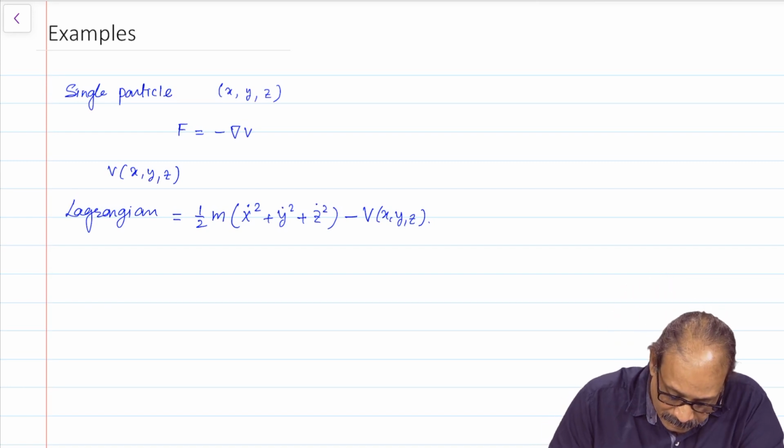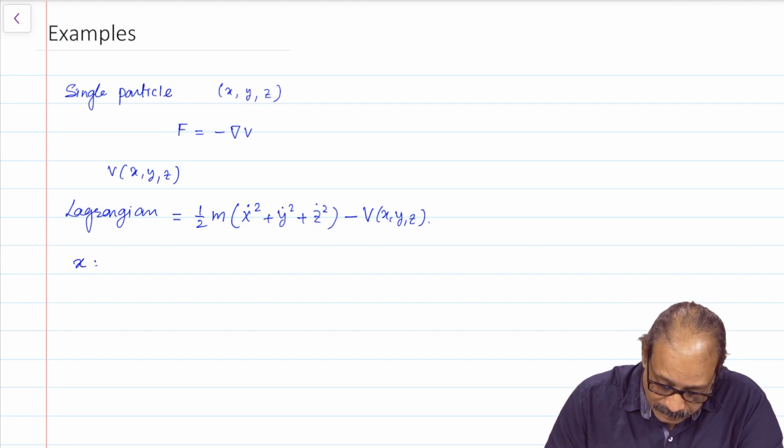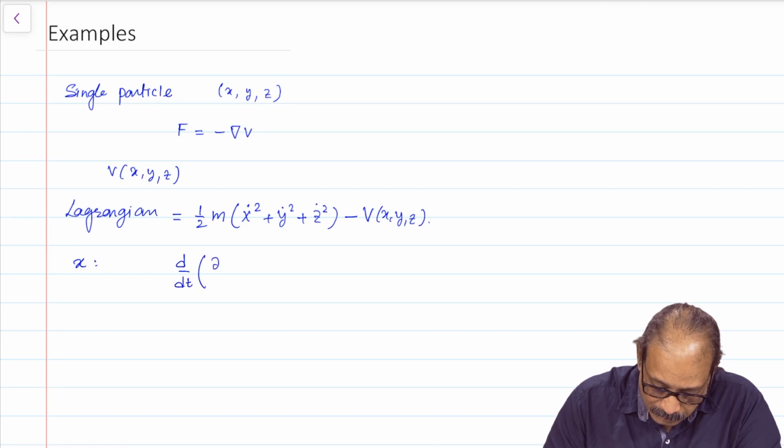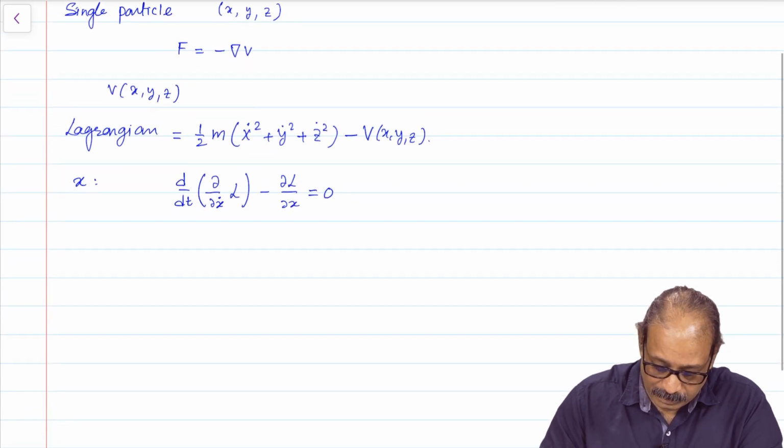The first equation, for x, would be d by dt of del L over del x dot of the Lagrangian, minus del L over del x, is equal to 0. So, let us calculate this.